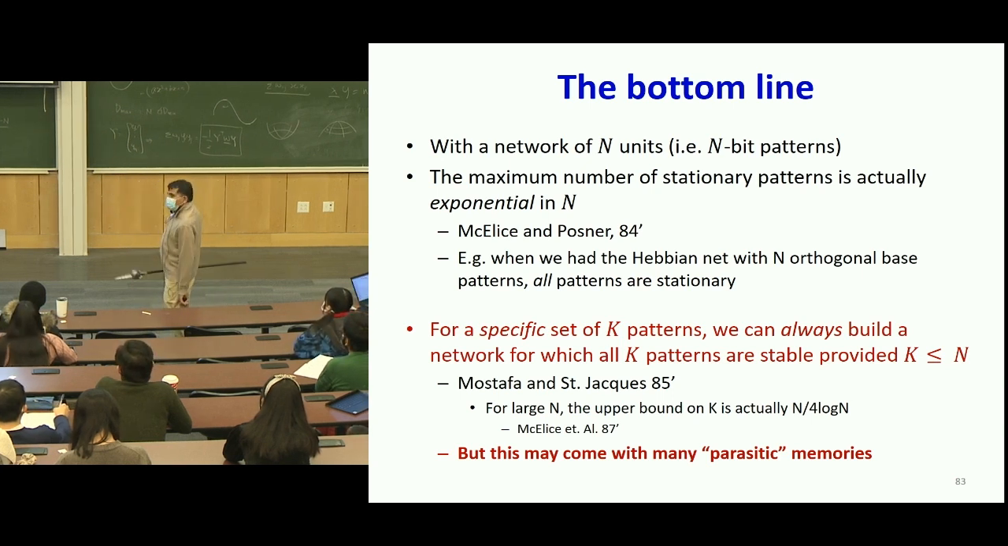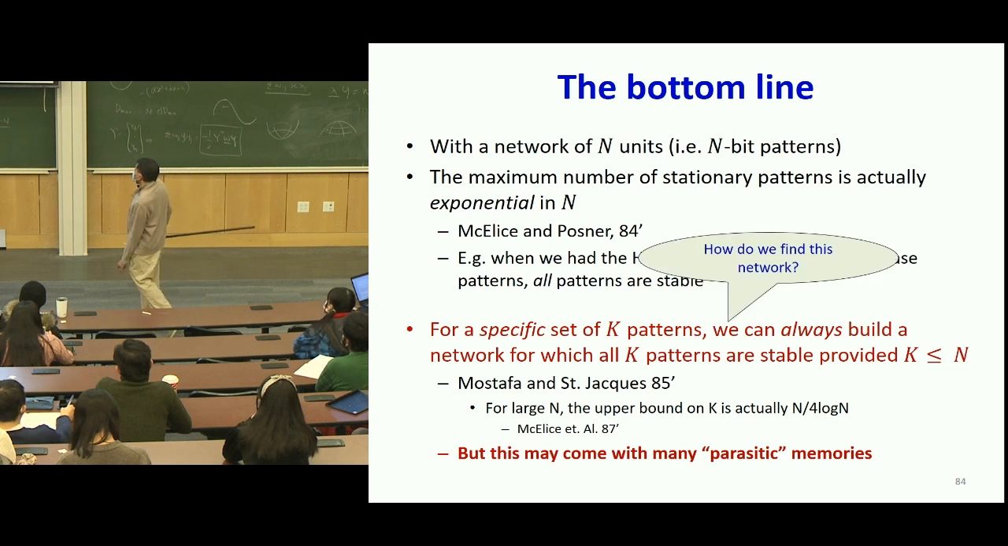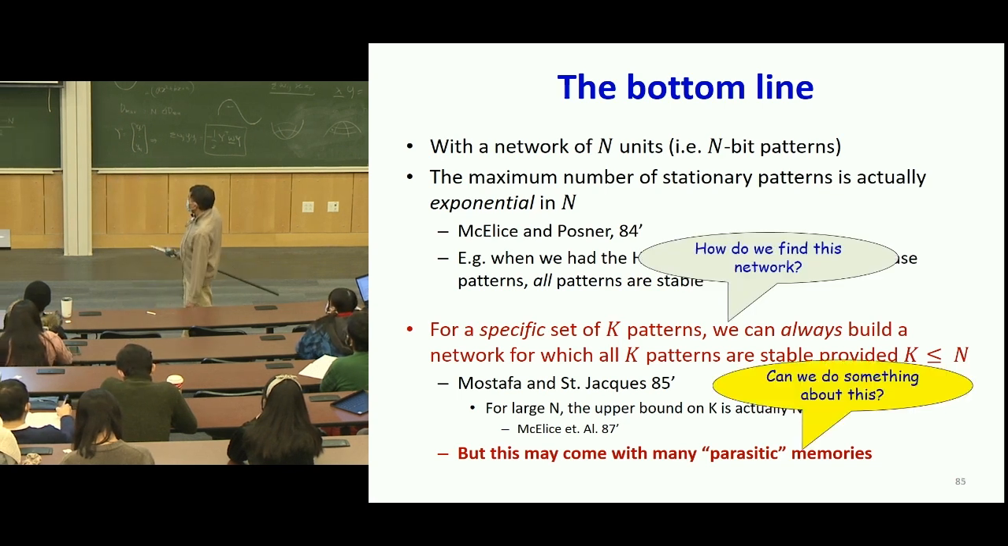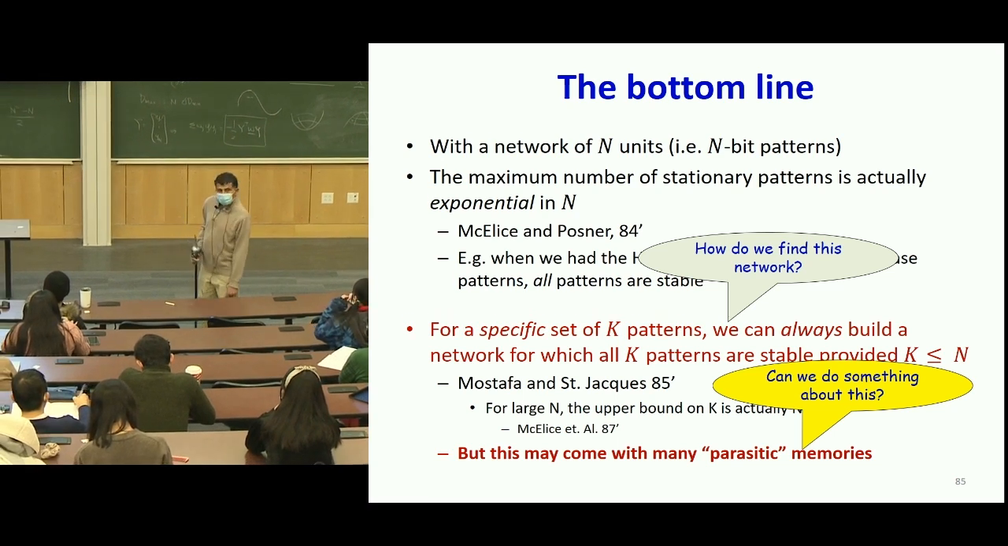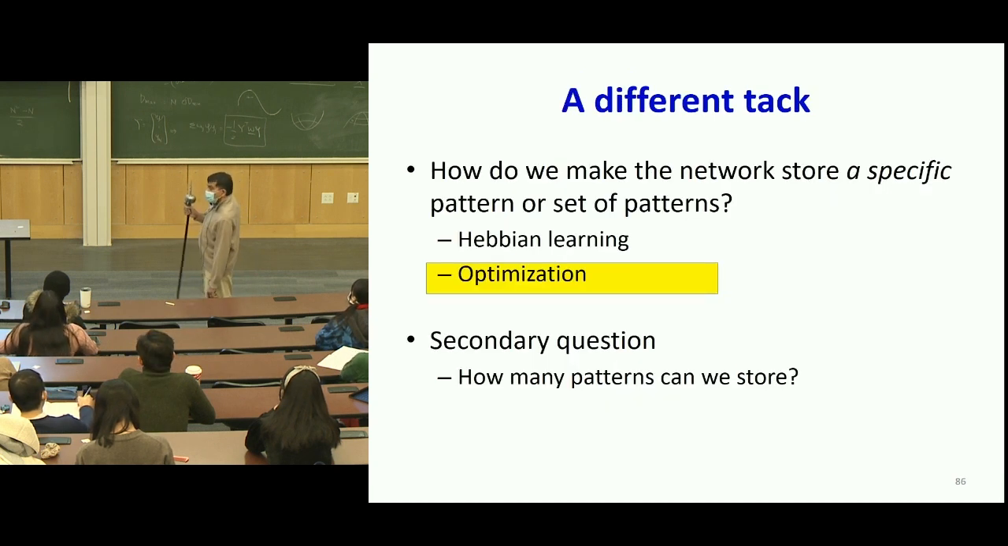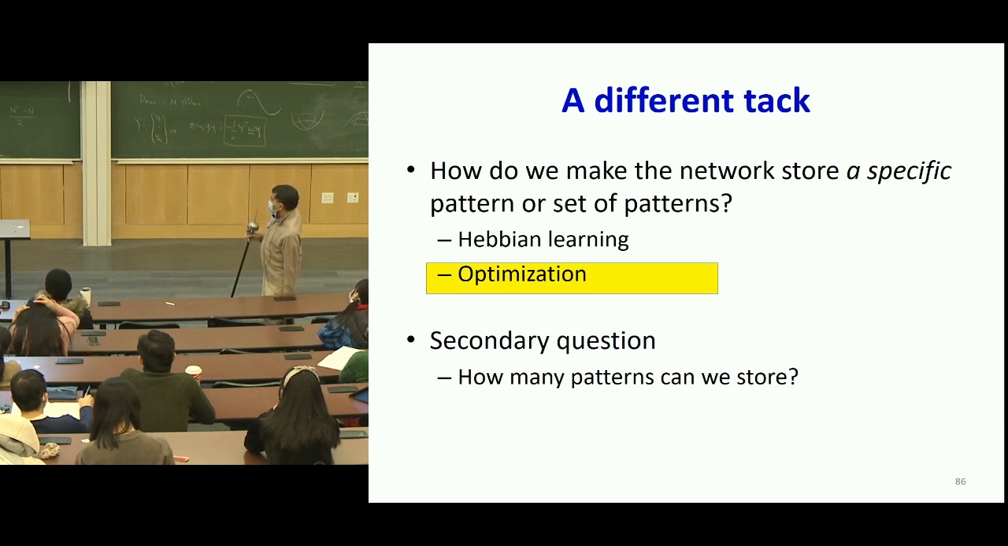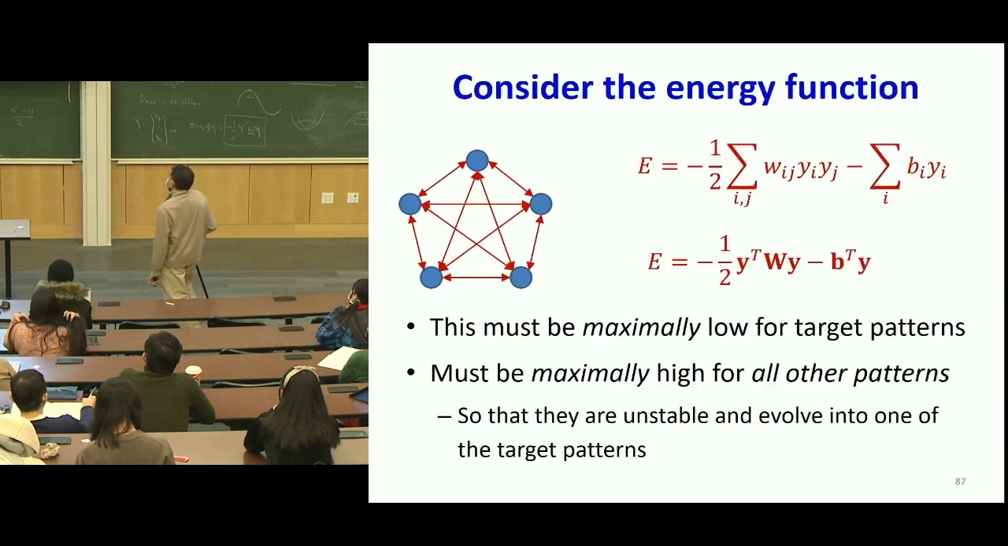So how many patterns can you control for and make the network remember? The proof is that you can store up to n patterns where you actually control for this to be stationary and stable. So the question is, how do we find that network? And whenever you store these n patterns, it comes at the cost of parasitic memories. How do you control for the parasitic memories? This is where we actually get into the interesting portion. Maybe I can get through the remaining in about 7 minutes.